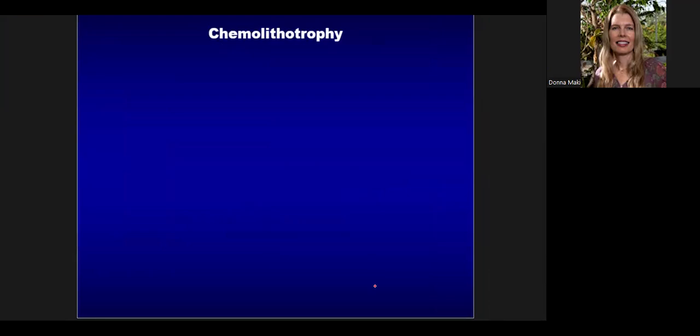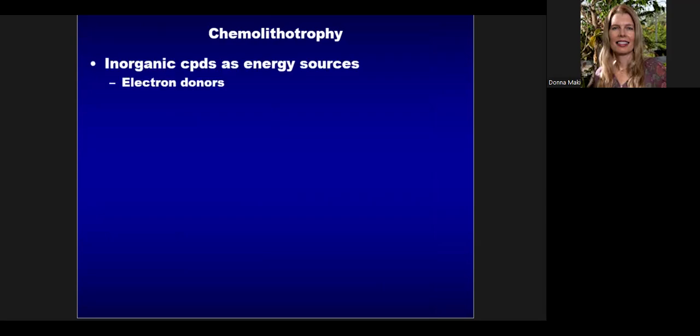So now this is a little different concept. Now we're not talking about what's the terminal electron acceptor so much. We're focused on what is kicking it off. What's the start of the electron transport chain process? What is donating electrons? So chemolitho, or just lithotrophy, is the idea that you have some kind of inorganic electron donor.